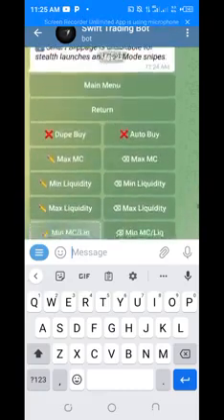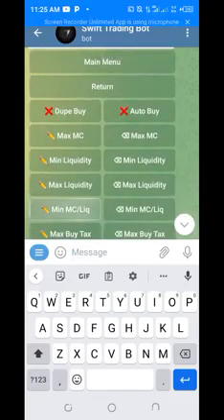Then the next thing is you set the minimum liquidity. Let's say you don't want the bot to buy anything where the liquidity is less than $100. Understand? Or less than $2, less than $1, stuff like that. Then you set the maximum liquidity. Let me say you don't want the bot to buy any liquidity that is above $1 million or thereabouts.